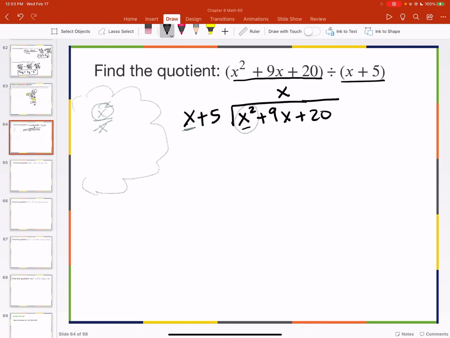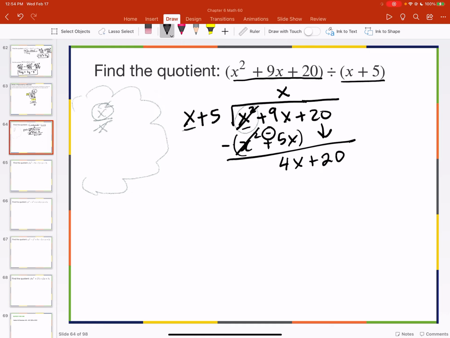Okay, so I'm going to take x plus 5 and then multiply that by x. So then that's going to be x squared plus 5x. And I'm going to subtract, right? So when I subtract, I'm actually distributing a negative. So the negative is going to go here and it's going to go here. I like to do that just so it's clear. So then these x squareds will cancel out when I subtract them. 9x minus 5x will give me 4x. And I bring down that plus 20.